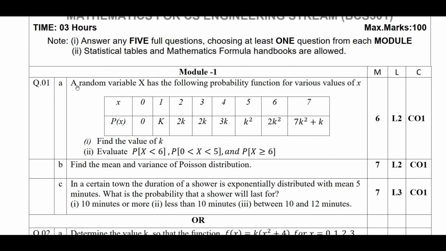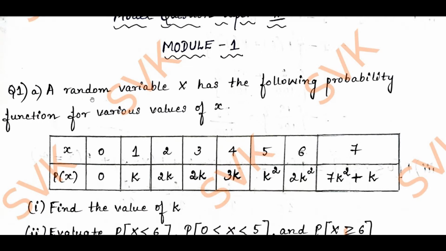If you come to module 1, we have a problem on discrete random variable. We need to find the value of k, and we need to find the discrete probability distributions for question number 2. So that is the sub-question we have here. We need to evaluate the probability of x less than 6, x lying between 0 and 5, and x greater than or equal to 6. Moving on to the solution part, here you have the solution.